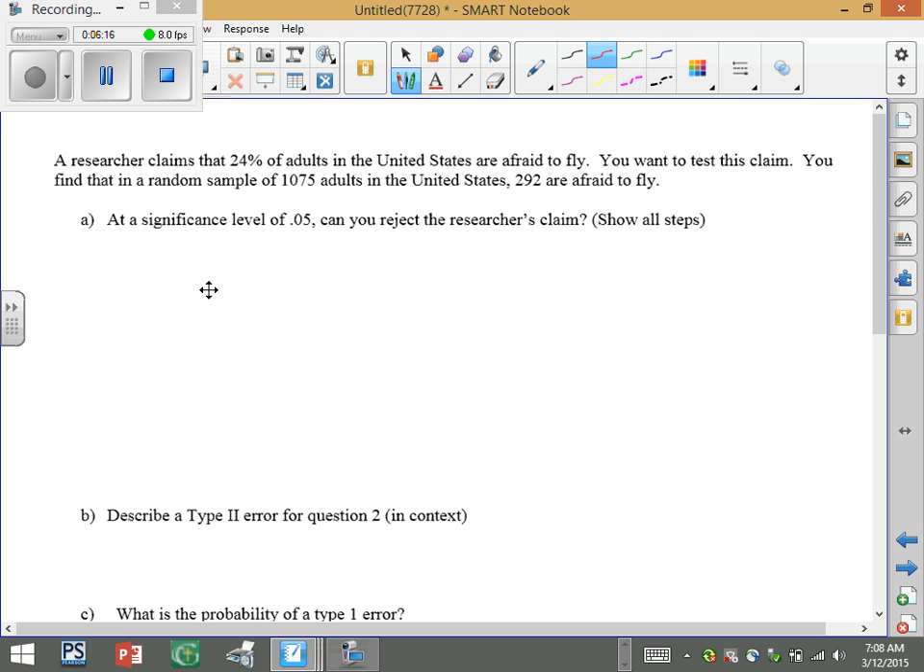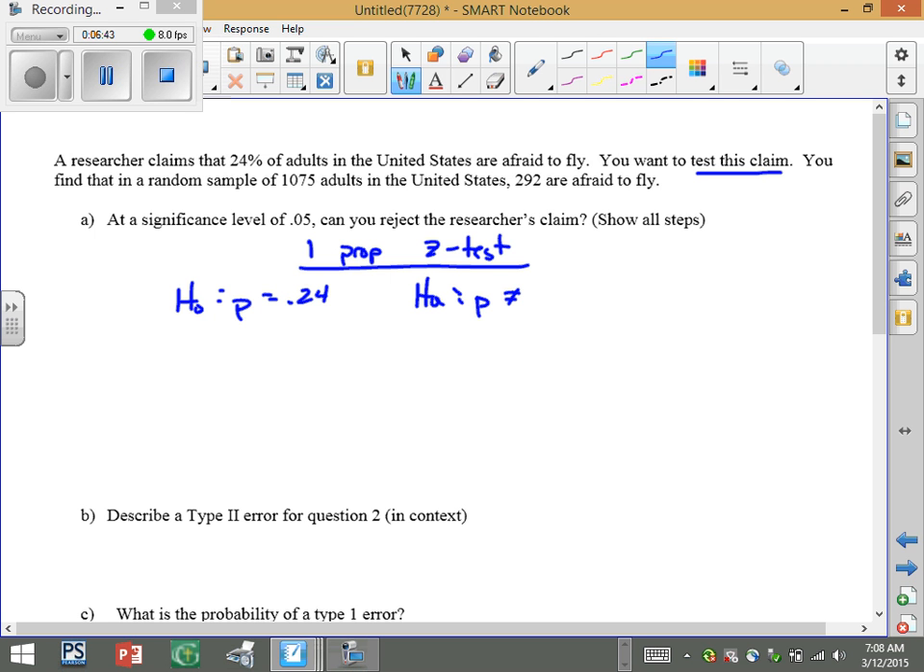Next page, a researcher claims 24% of adults are afraid to fly. Going to test this claim, so you do this random sample. Here we have a one prop z-test. So we'll go ahead and set up, there's H0, there's HA, we have p's here. He claims that 24% are afraid to fly, so 0.24. There's no claim, you just want to test the claim, you don't think it's higher, you don't think it's less, so we're just going to test the claim and it's not 24%.